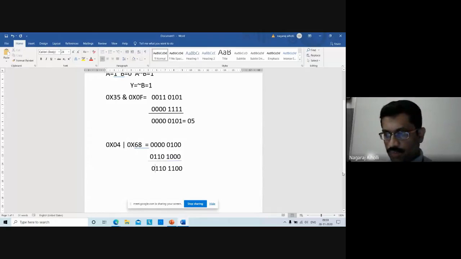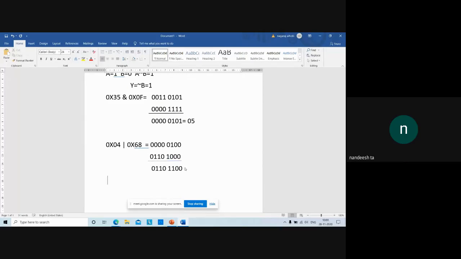How much are we getting? 0 1 1 0 1 1 0 0. How did you all calculate? You were getting 0 there. Just check, this is how you have to perform. Is it clear?